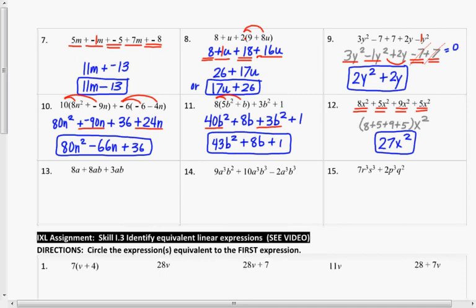All right, next one is a new one. We haven't seen two variables like this yet, but here we have an 8a plus an 8ab plus 3ab. These two terms, because they have the same variables, they're like terms. Same variables and same exponents, technically. So we can combine those. And 8ab plus 3ab would be 11ab.